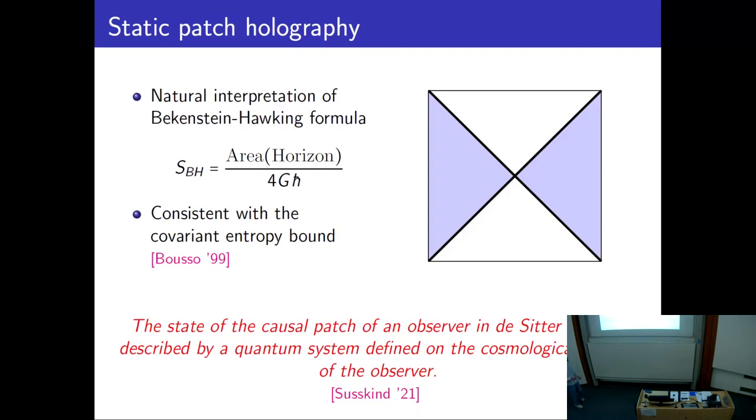As written, I already said it, but the idea is that the state of the static patch of an observer, so the causal region of this observer, is entirely described by a quantum theory living on the cosmological horizon. One of the nice things with it is that it gives a nice interpretation of the Bekenstein formula as a simple counting of the number of degrees of freedom of the quantum theory located on the cosmological horizon. And it's also consistent with the covariant entropy bound of Bousso, but I think I don't have time to enter into this.